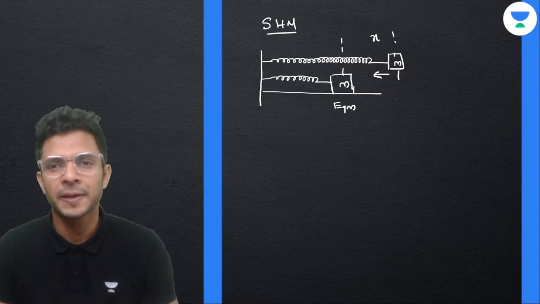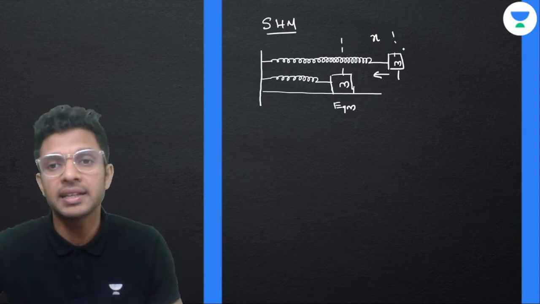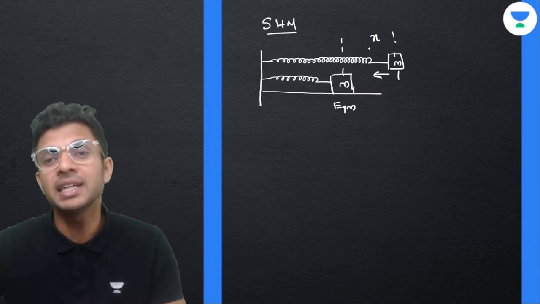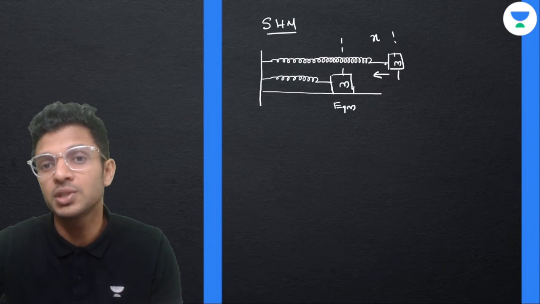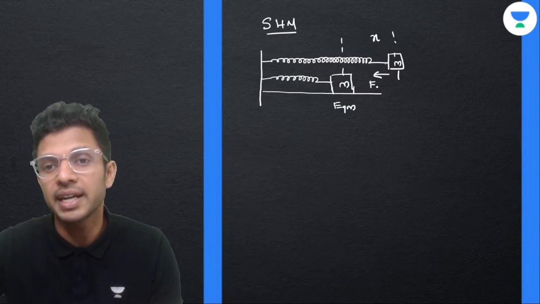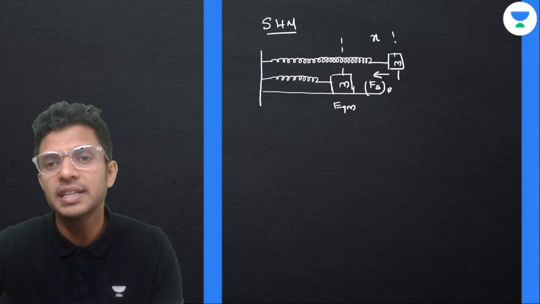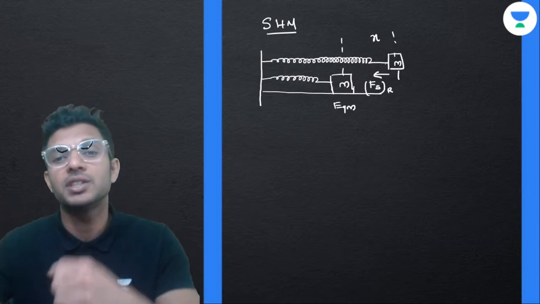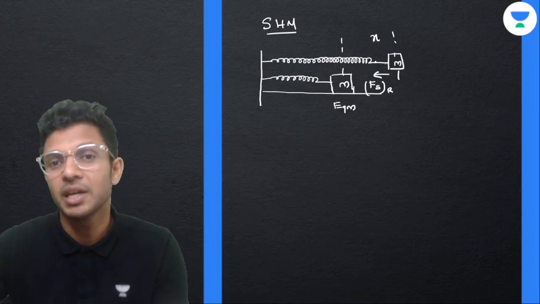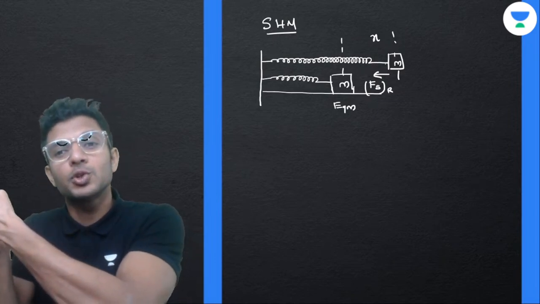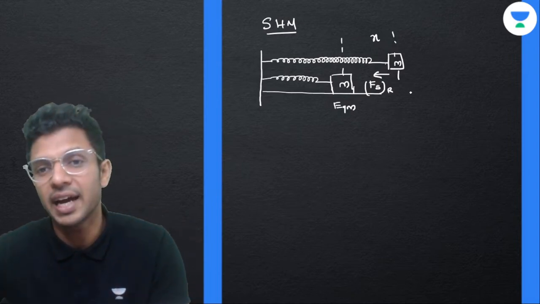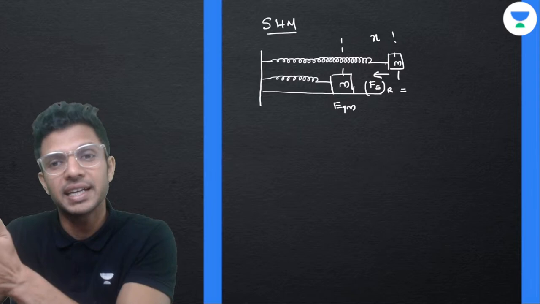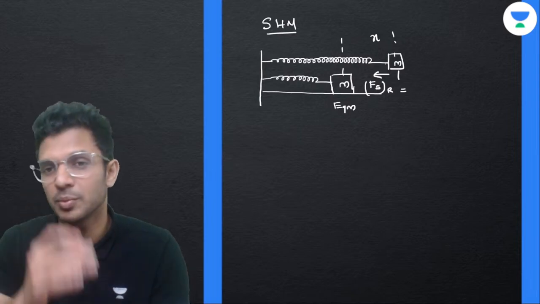Very simple. When the mass is at the right end position, the spring is stretched. When the spring is stretched, a force will be produced inside the spring. We call it the spring force or the restoring force. And its duty is to take the spring back to its equilibrium position. The spring will be giving a force on this mass towards the left, and that force is responsible for taking the mass from the right extreme position towards the equilibrium position.